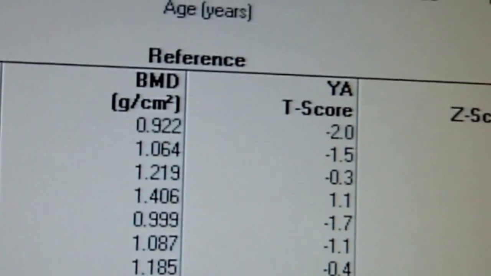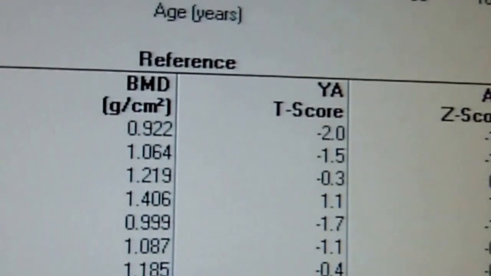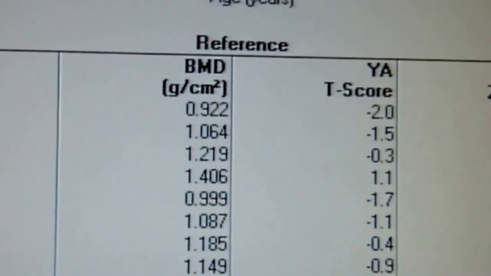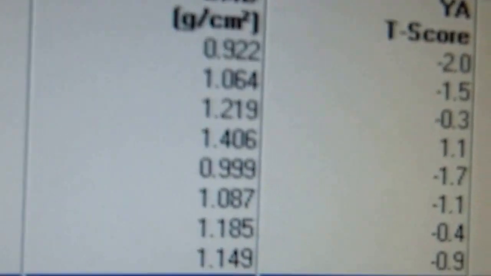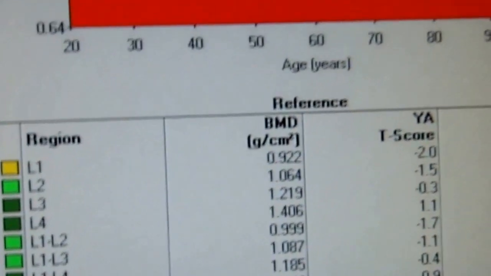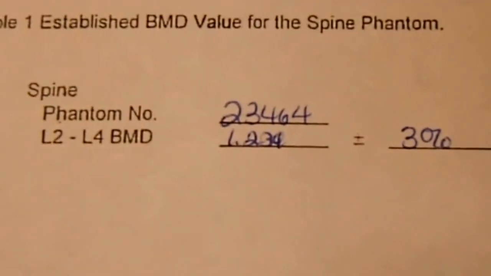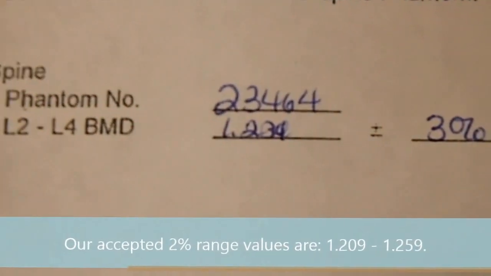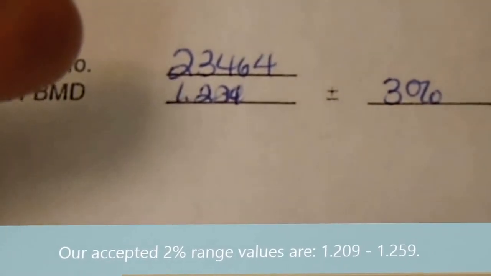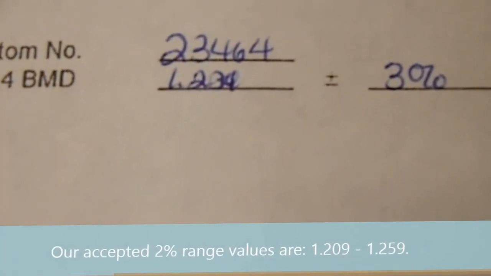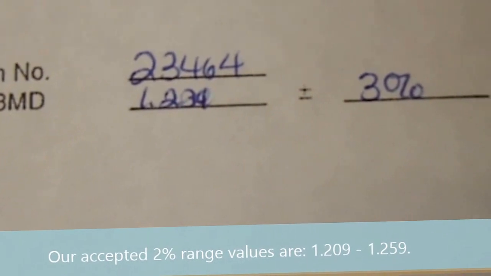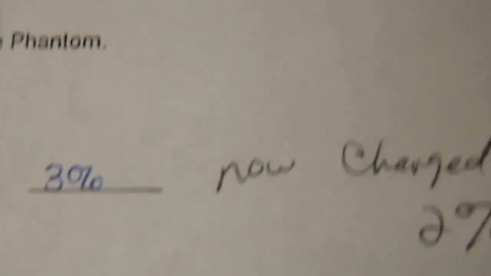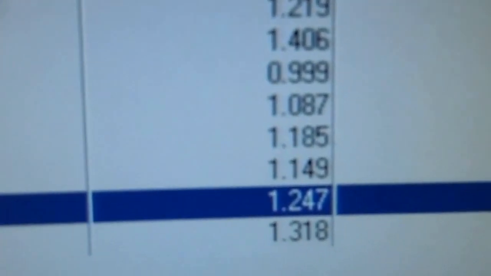and that's supposed to be within plus or minus 2% of our phantom. Now, each phantom has an established bone mineral density value that pertains to each phantom by serial number and value. Our value is 1.234 plus or minus 2%. Our reading is 1.247, which is within plus or minus 2%.